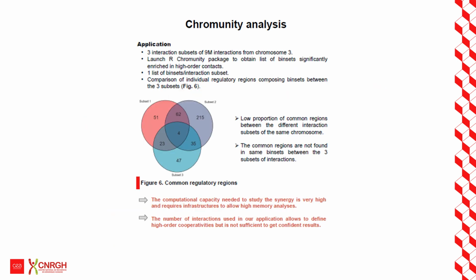We decided to randomly separate chromosome 3 interactions into 3 subsets of 9 million contacts. We compared the regions belonging to bin sets enriched in higher-order contacts found by Chromunity. Unfortunately, very few regions are commonly found between the 3 interaction subsets. We also compared how these common regions are distributed into bin sets, but they did not appear to be part of the same interaction hub.